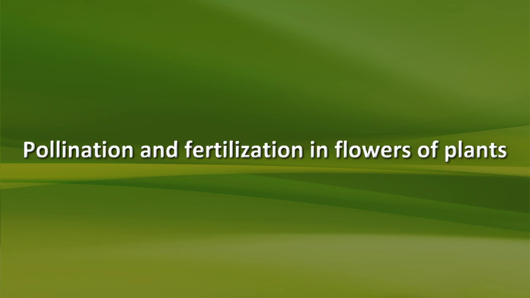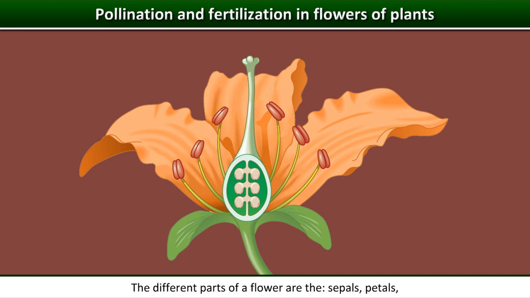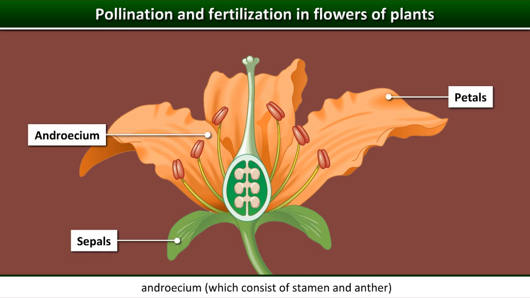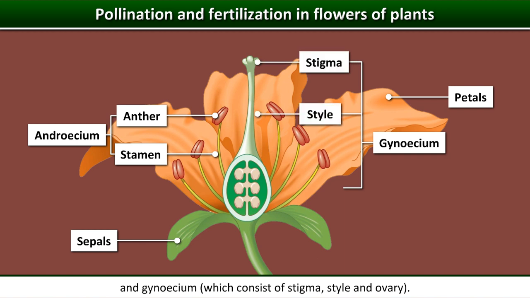Pollination and fertilization in flowers of plants. A flower is the most colorful part of the plant and is responsible for sexual reproduction in plants. The different parts of a flower are sepals, petals, androecium, which consists of stamen and anther, and gynoecium, which consists of stigma, style, and ovary.